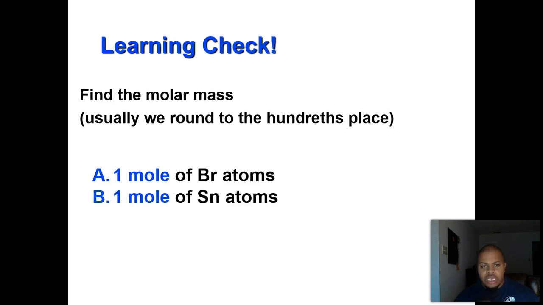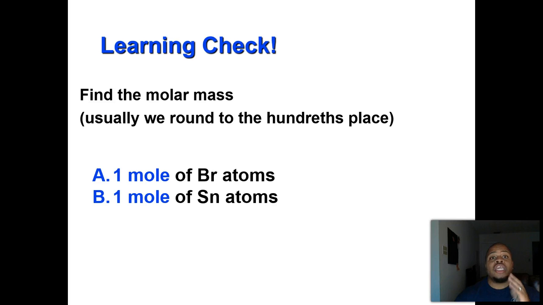Now, let's do a quick check. If we're looking at the molar mass of each of these different things, 1 mole of bromine atoms, take a moment, look at your periodic table. What's the mass of bromine? Okay, for the second part, what's the mass of tin? Now, do you need me to go through it? Not really. Because if you look at your periodic table, you'll find bromine, boom, and the mass is right there for you. Same thing for tin. Notice the symbol for tin is Sn, not T, so don't look for that.